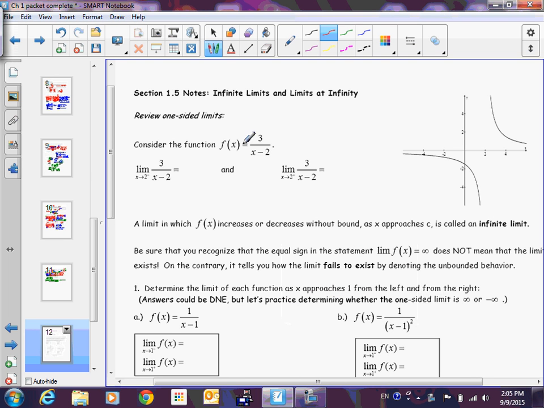Okay, so it says consider the function f of x equals 3 over x minus 2. What is that denominator telling you about the graph? You have a vertical asymptote at x equals 2, and we can see that that matches with what they've graphed over here.